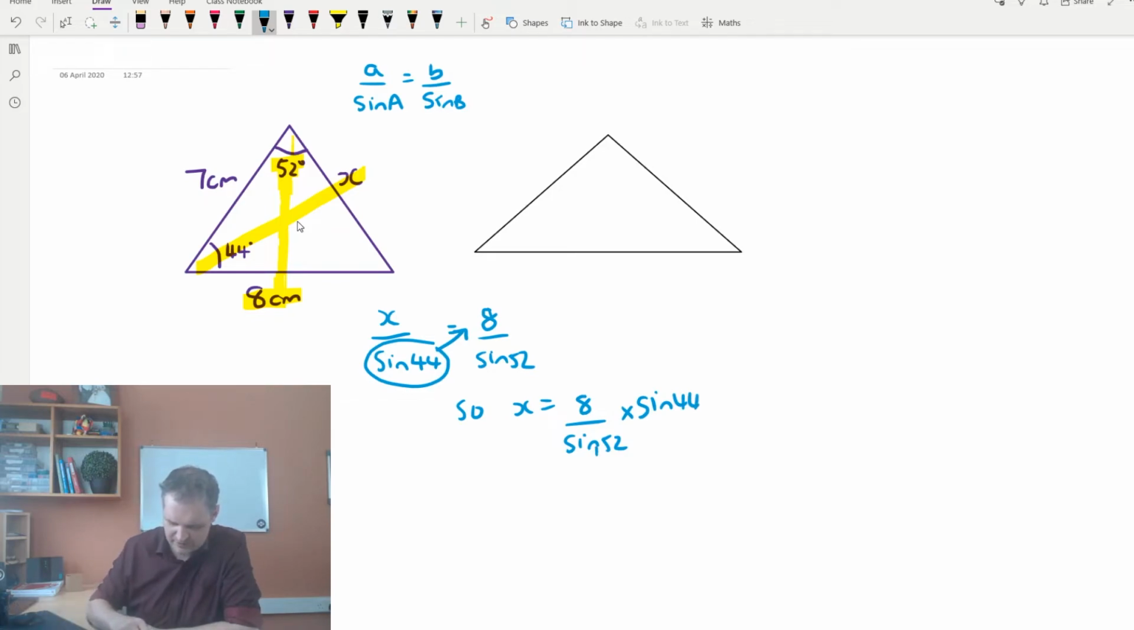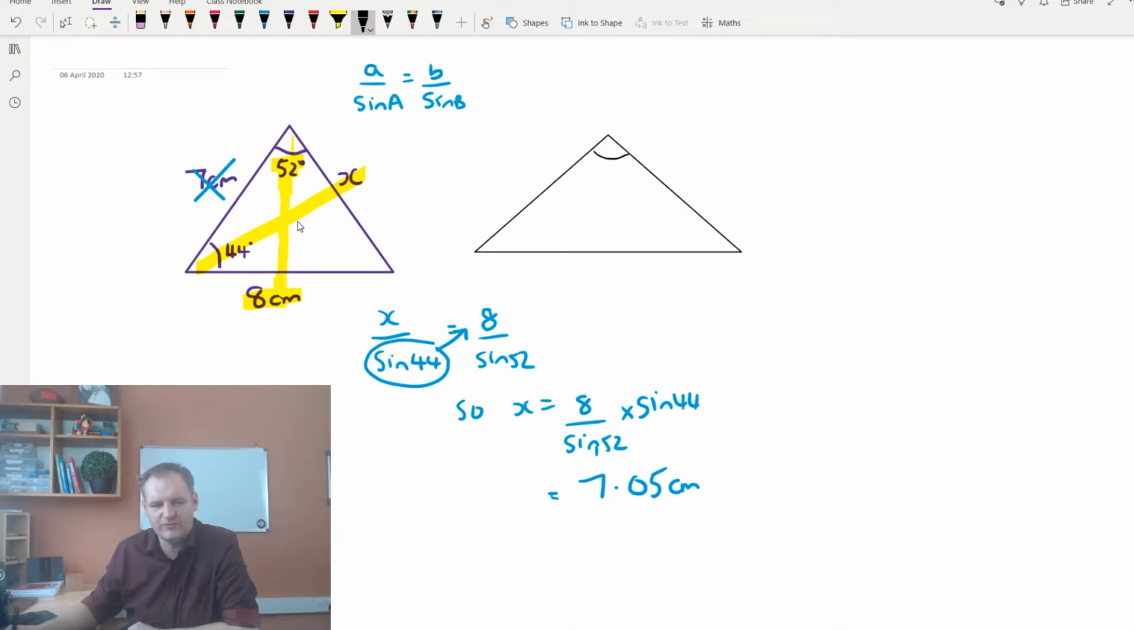8 over sine 52. Don't forget to make sure you're in degrees mode, just in case your calculator's been bashed in your bag. And it's 7.05 centimetres. Notice this was not used because it is not part of a pair, and we need pairs of information. The second one we're going to look at is what if we need an angle.